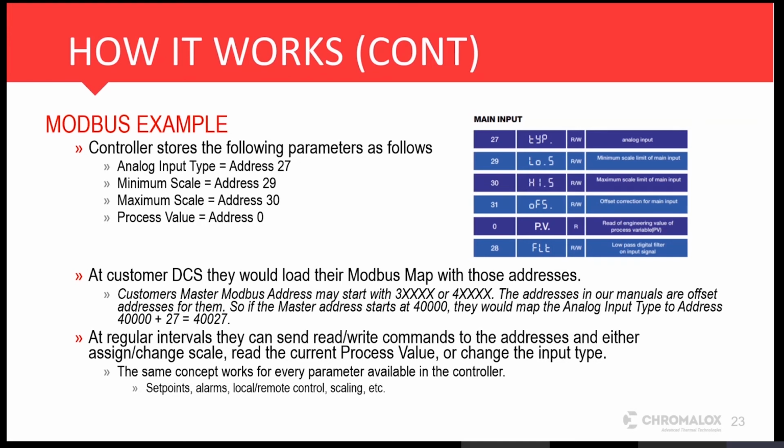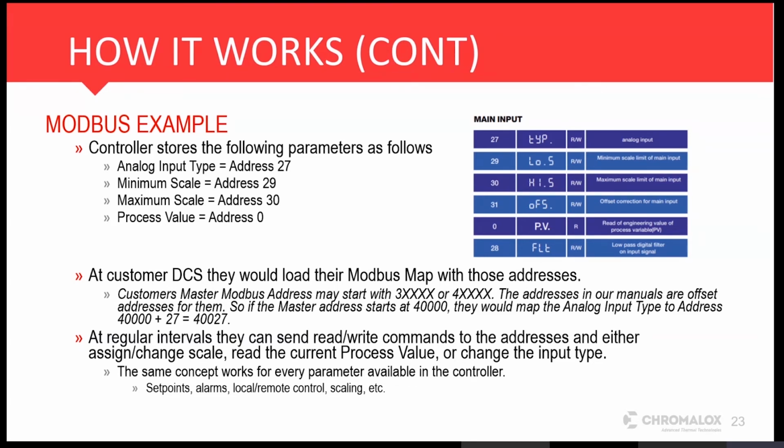So what they would do on their end is they would have their master device that's going out there and looking for that information. We tell them, hey, if you're looking for the analog input type, go to address 27. And you can see on the table on the right, RW means read or write. So if they just want to see what that analog input type is set to, they would read that address. They would call to the device. Our device would see that the master device is asking me a question about address 27. It sends it back to them and says, my analog input type is 4 to 20 milliamps.